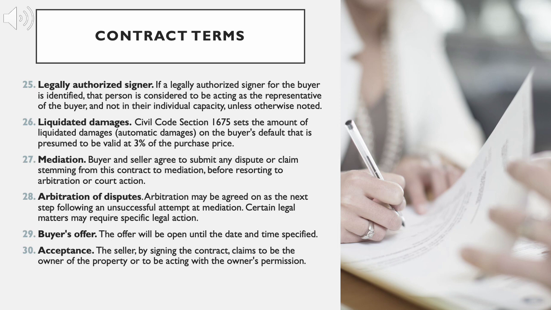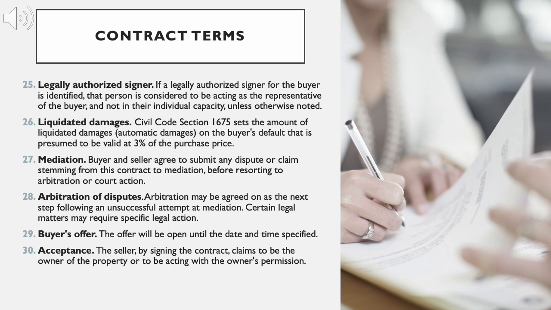Liquidated damages. Civil Code Section 1675 sets the amount of liquidated damages, automatic damages, on the buyer's default that is presumed to be valid at 3% of the purchase price. Mediation. Buyer and seller agree to submit any dispute or claim stemming from this contract to mediation before resorting to arbitration or court action. Arbitration of disputes. Arbitration may be agreed on as the next step following an unsuccessful attempt at mediation. Certain legal matters may require specific legal action.